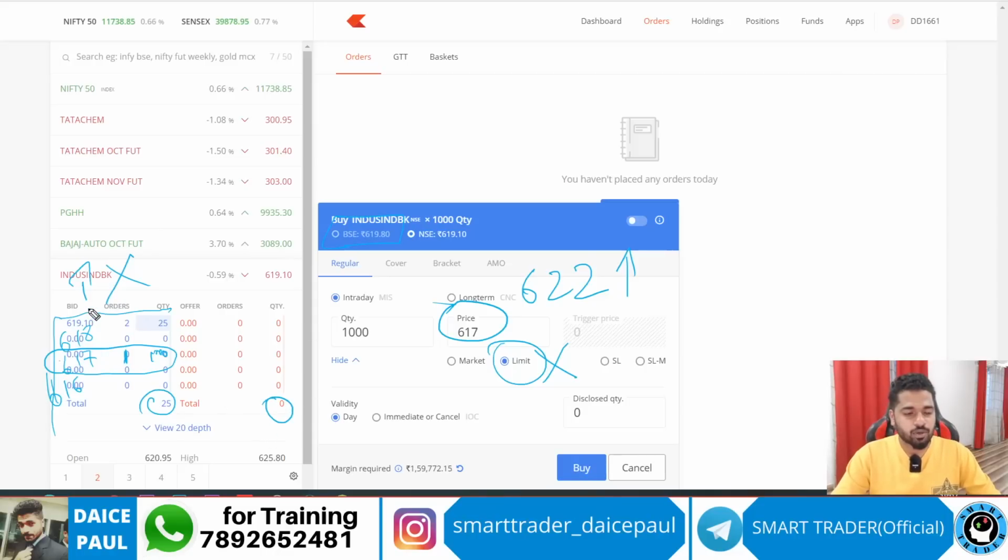Okay. So remember, you cannot put above the market price. So in this particular order, in case you put buy at 622 over here and hit enter, it will automatically buy off at 619 rupees, either in NSE or BSE. Okay.